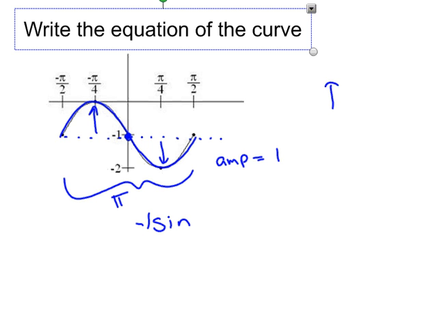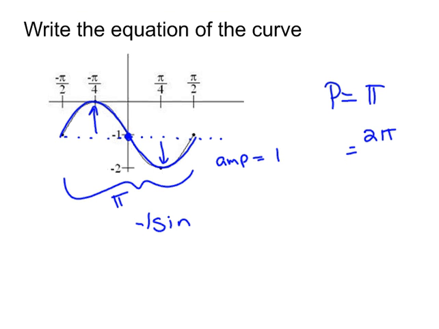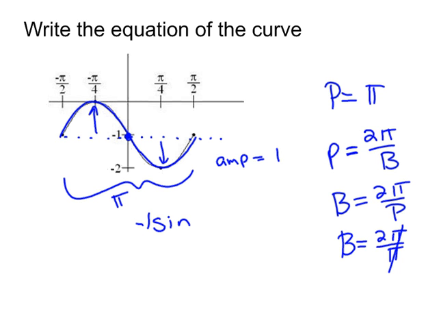So I know my period is pi, and remember we get our period from doing 2 pi over b. So to find b, that means we need to do 2 pi over p. So my b is going to be 2 pi over pi, which results in a 2. And so then we decided not to shift it, so there's no horizontal shift, but it is moved down 1 unit, so I write -1, and there is my equation.